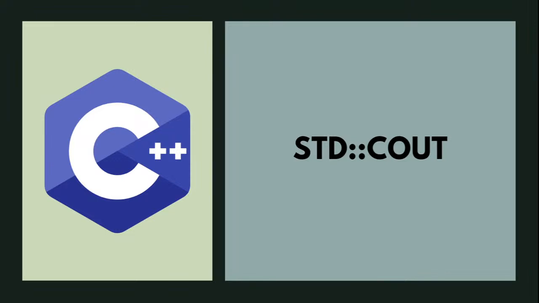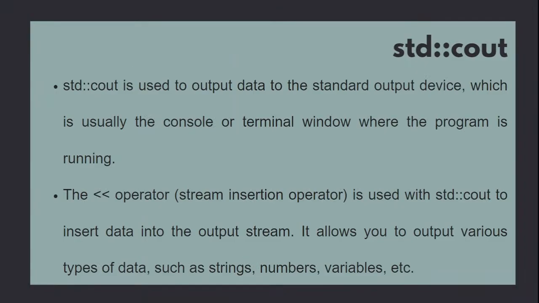I'm going to start this session with standard cout. It is for displaying console output. Standard cout is used to output data to the standard output device. So what is your output device? It is, for example, your console if you are using an IDE, or if you are using a terminal, then it is your terminal window where the program is running. It will have a standard output device, and standard cout will utilize that and show the output.